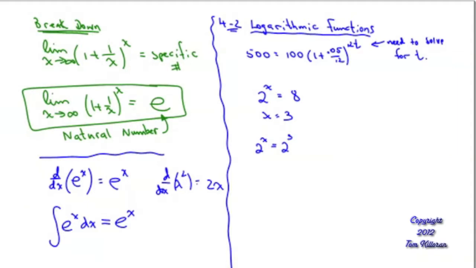And that property is the 1-to-1 property. You remember the 1-to-1 property? If f of A is equal to f of B, then what must be true? Well, A has to equal B. So here, x has to equal 3 by the 1-to-1 property. So you actually did use a mathematical property. It only works if you can get the bases exactly the same. So what happens if we can't get them the same?